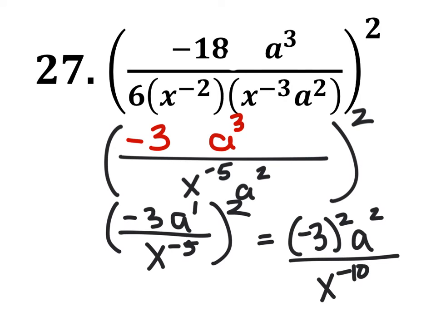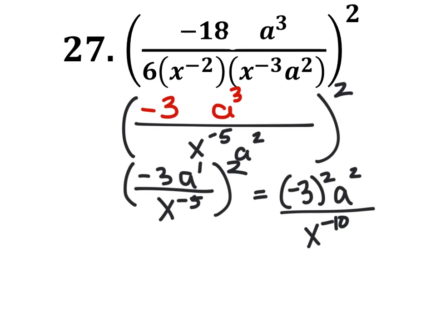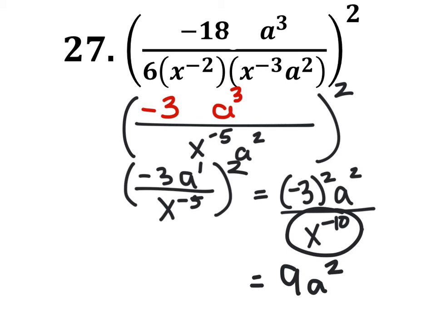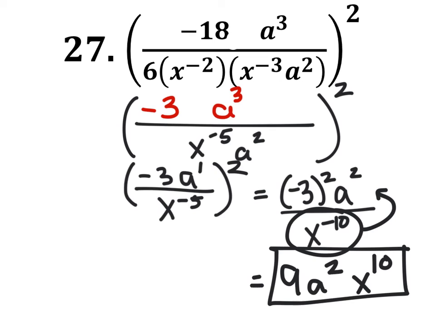But remember, we can't have negative exponents, which we have in this particular case. So we're going to change that to a positive exponent. Negative 3 squared, I'll evaluate that as 9. A squared. And we're just going to reciprocate this x to the power of negative 10 to the numerator, which would be x to the power of 10. Bam. No more negative exponents, only positive exponents.